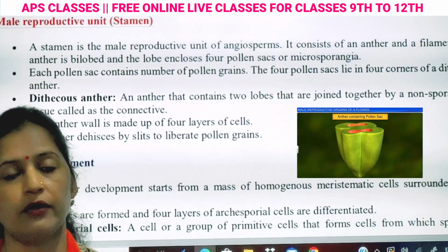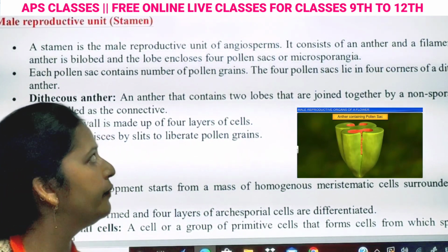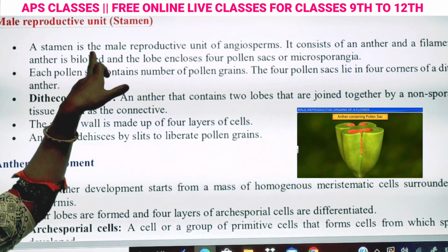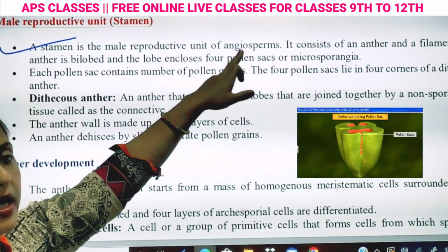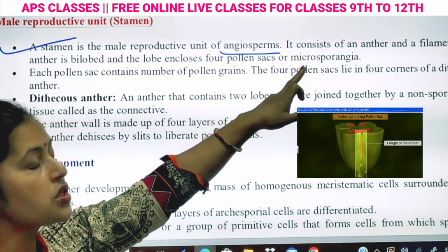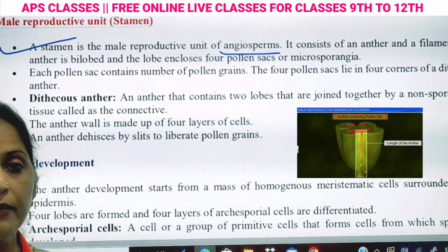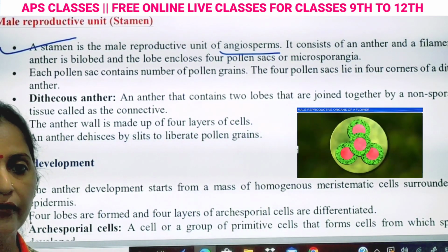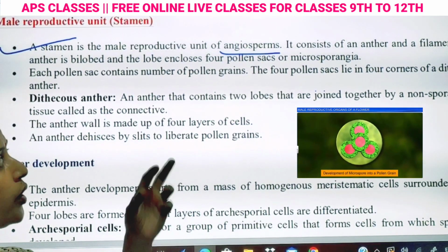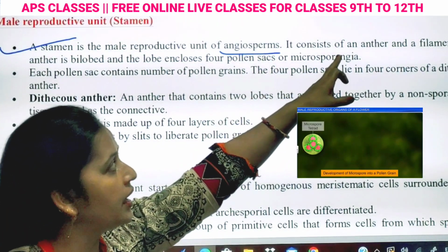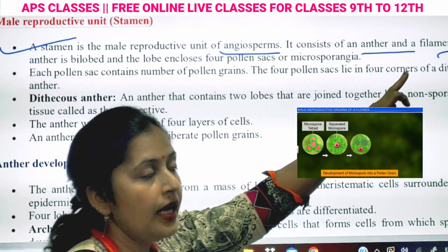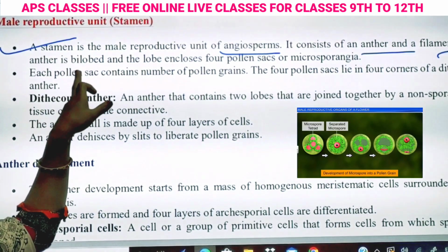Stamen is the male reproductive unit that occurs in the flower. A stamen is the male reproductive unit of the angiosperm. It consists of an anther and a filament. That means जो male reproductive unit है flower का, that is the stamen, वो क्या consist करता है? Anther and a filament. And the anther is bilobed.